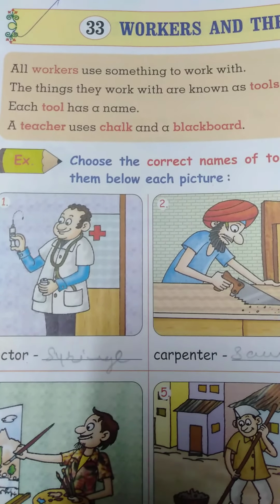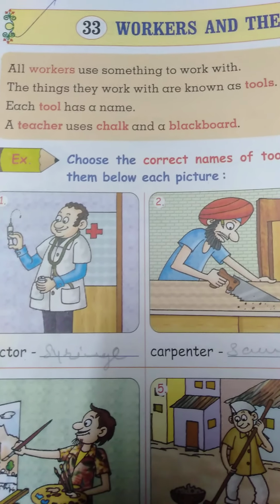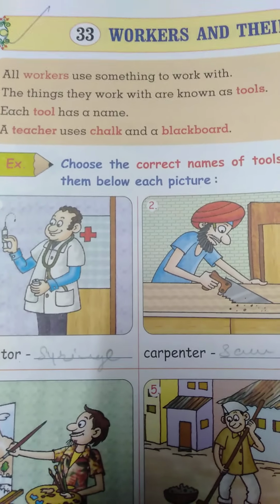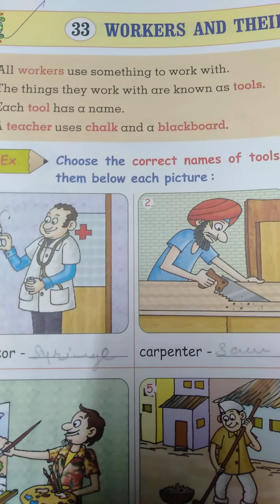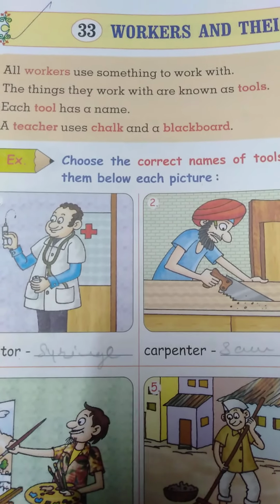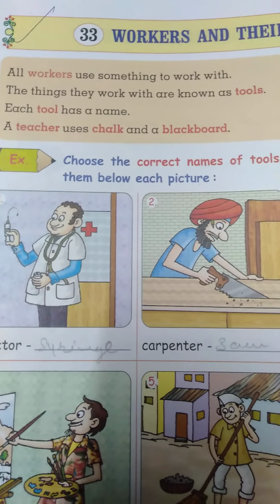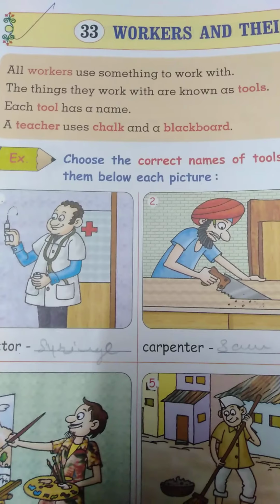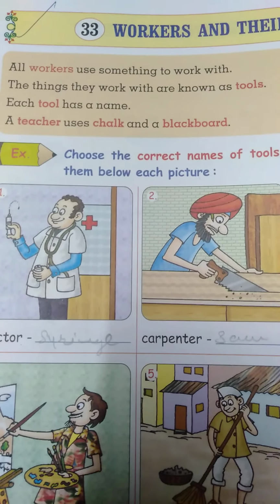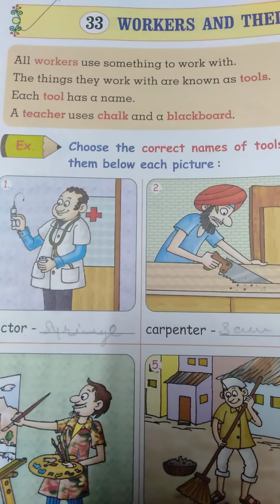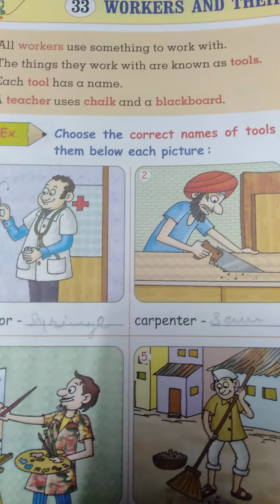A teacher uses chalk and a blackboard. The workers, what do they use when they work? They are using some things. The things they work with are known as tools. The things they use while working are known as tools. Each tool has a name. A teacher uses chalk and a blackboard.